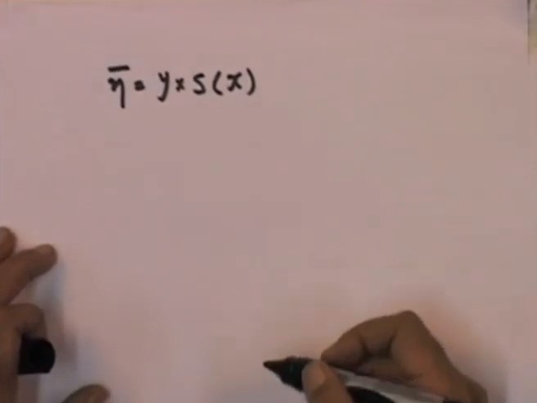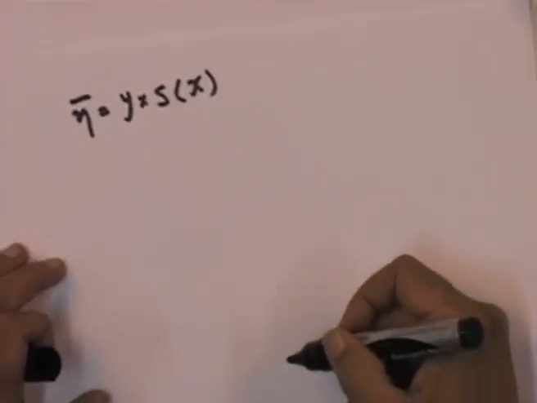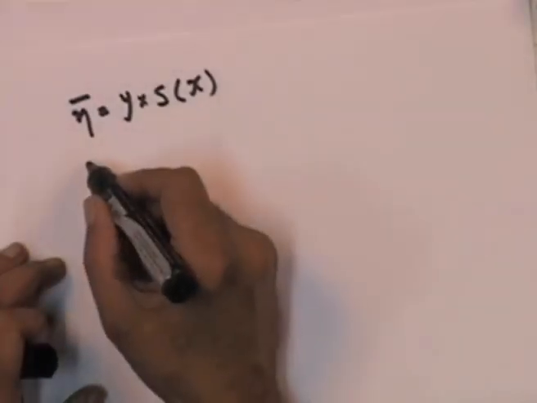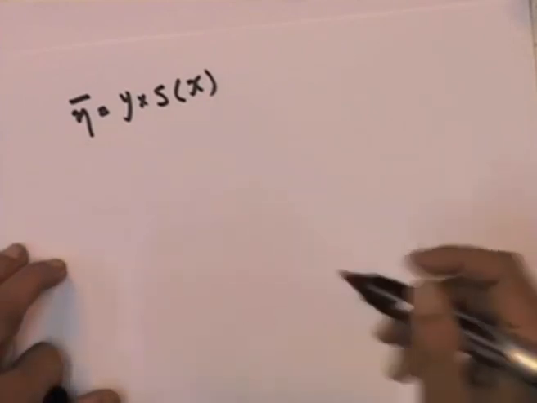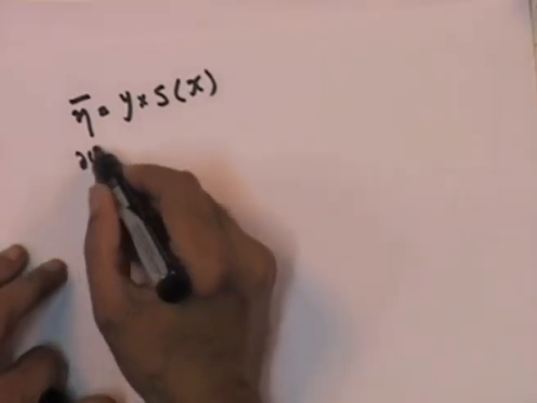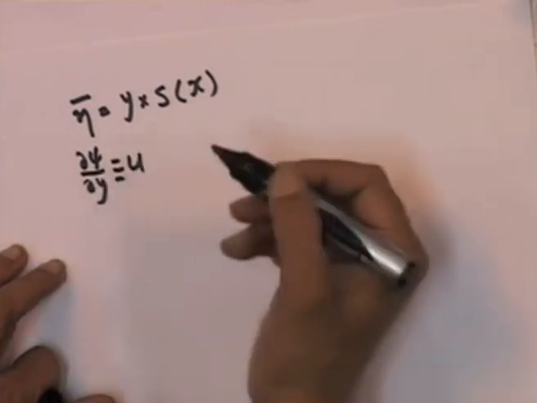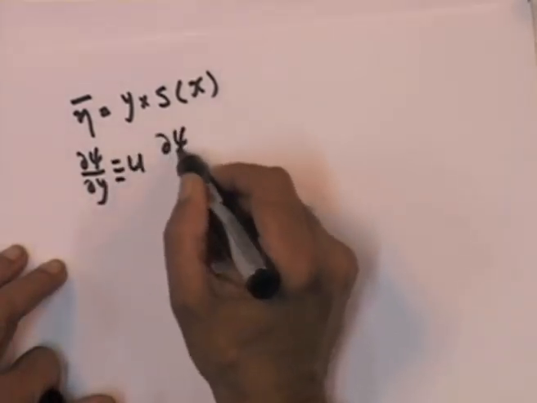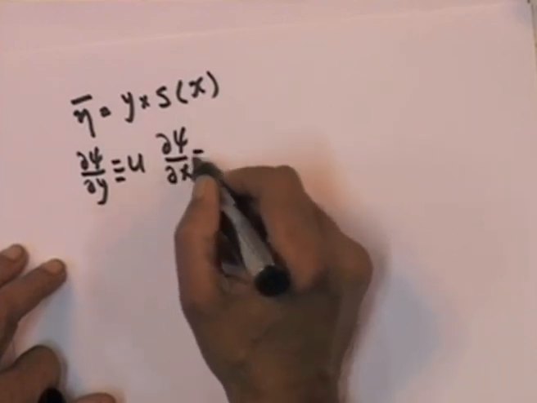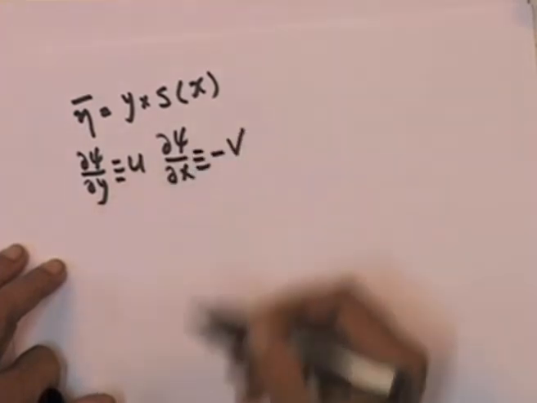We introduce another variable, psi of x, y, such that d psi by dy is defined as u and d psi by dx is defined as minus v.